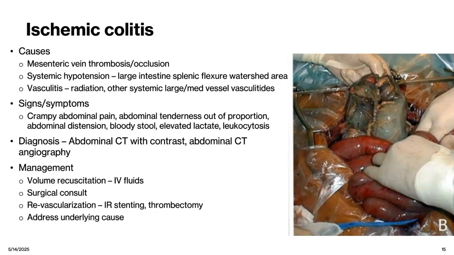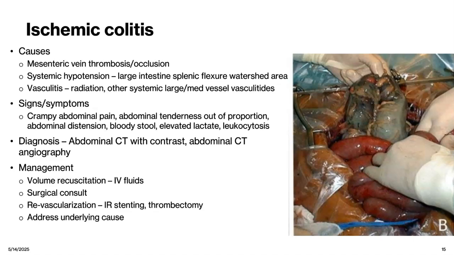Ischemic colitis is an uncommon cause of lower GI bleeding, but it is always an emergency. It can be caused by anything that reduces or stops blood flow to the GI tract, like thrombosis or occlusion of the mesenteric arteries. It can also be caused by systemic hypotension, especially in the area of the splenic flexure of the large intestine, which is a watershed area, meaning that it is a junction of two arterial territories and therefore vulnerable during episodes of hypotension.